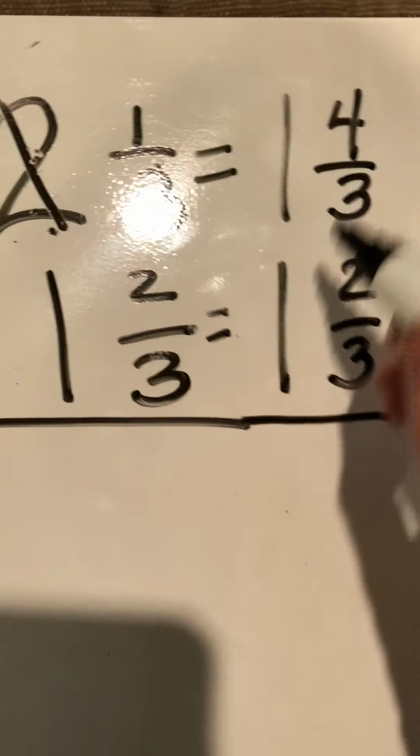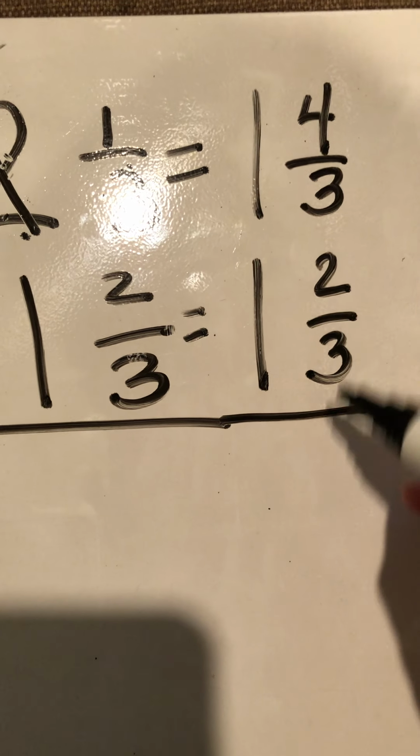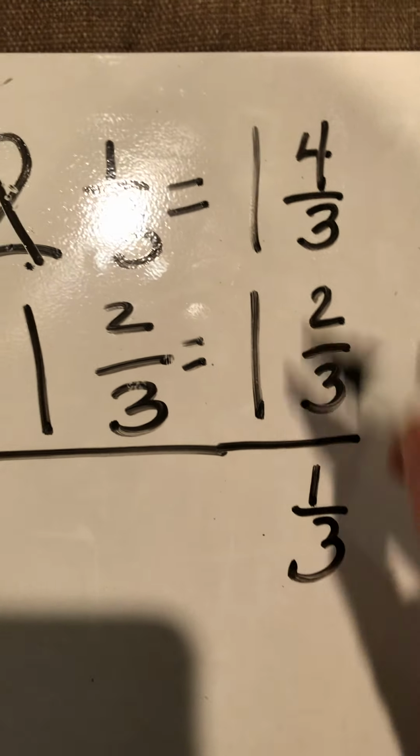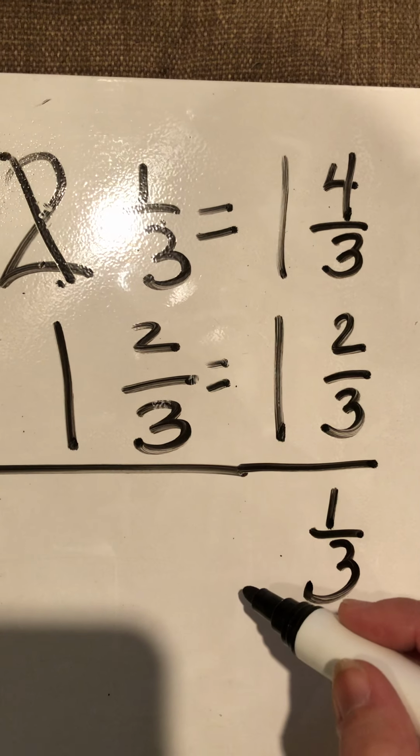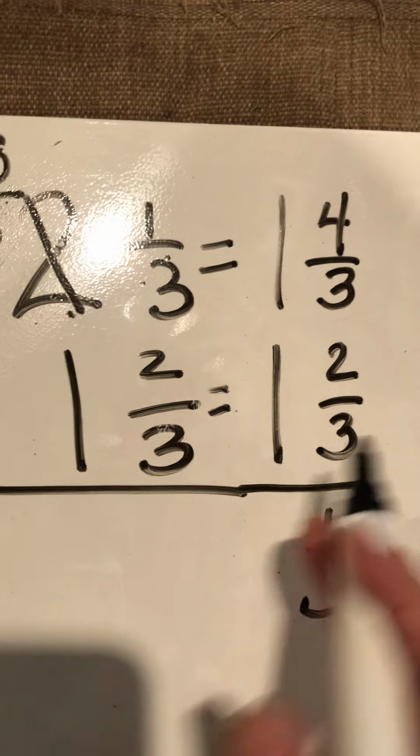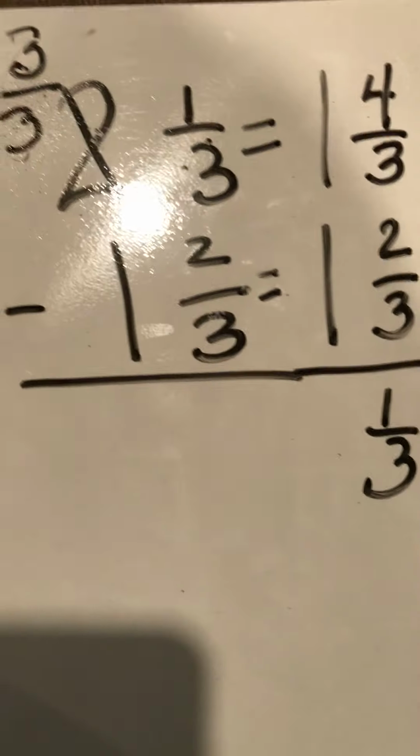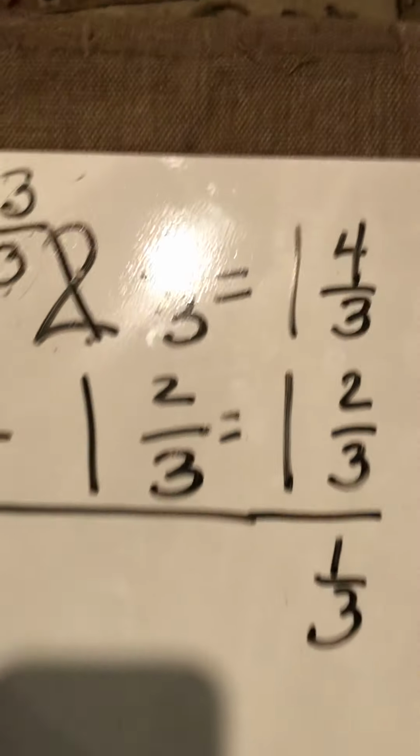Okay, and I'm going to subtract. So 4/3 minus 2/3 is 1/3. 1 minus 1 is 0. You can put the 0 there, or you can just leave it since there's no whole numbers. Okay? So that's the first one.